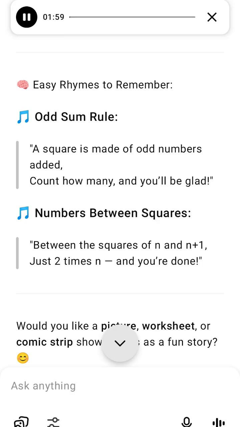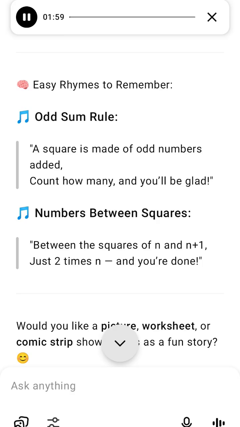Counting numbers between square numbers. Between squares, use the 2n rule. 12 and 13, 144 and 169. 2 times 12 equals 24. 24 numbers. 25 and 26, 2 times 25 equals 50. 99 and 100, 9,801 and 10,000. 2 times 99 equals 198.